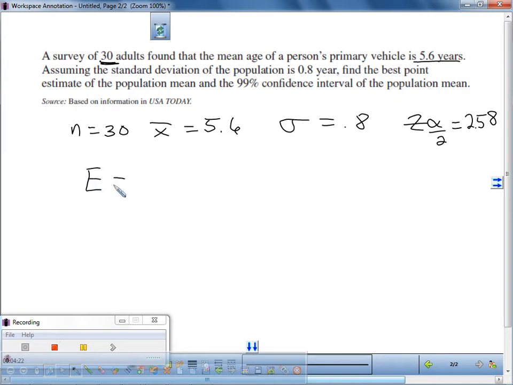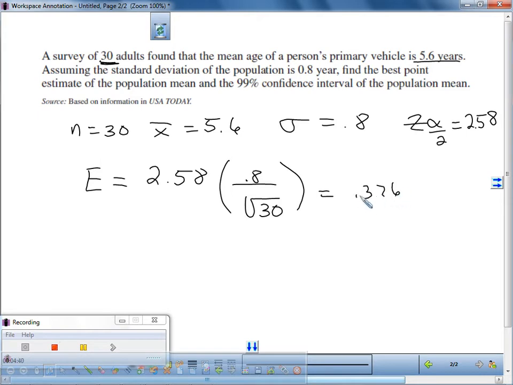So for our maximum error, we'll end up with 2.58 times 0.8 divided by the square root of 30. When we calculate all that, we get 0.376. I'm going to round this, because our standard deviation had one decimal place, so I'm going to round this to 0.4. So our maximum error is 0.4 of a year.